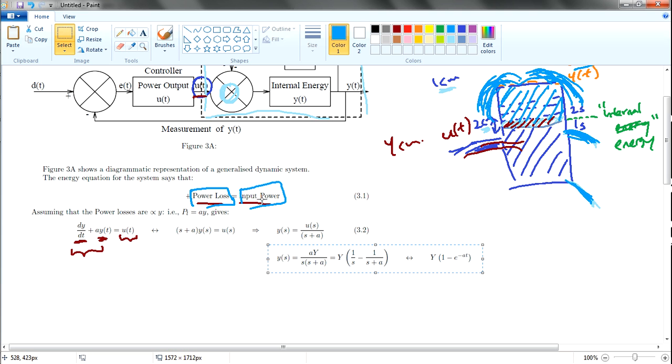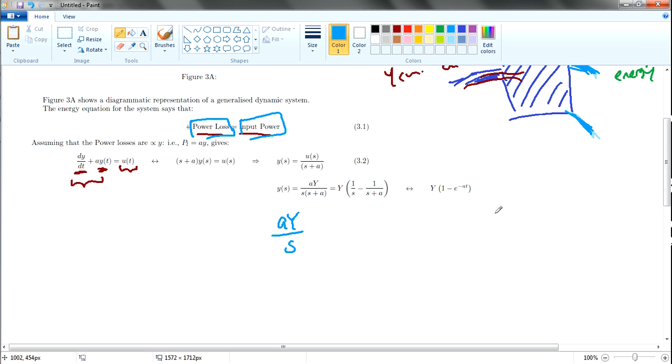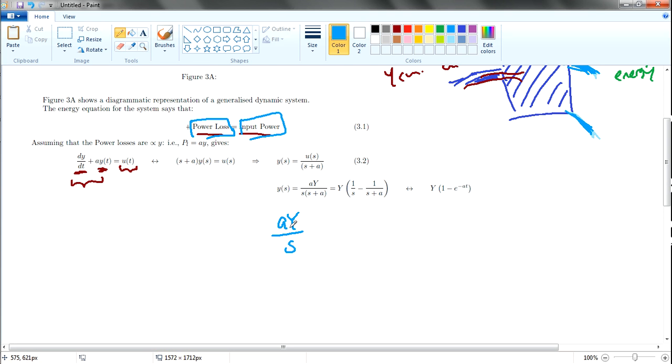So since the input power is equal to the power losses, whatever flows out, we can say that the input U(s) is equal to a times Y(s) over s. So this aY, okay, is actually the amount of power losses, proportional to the level of Y itself, the output. So as we said earlier, this is proportional to the output. So this is aY over s, multiplied by 1 over s plus a.